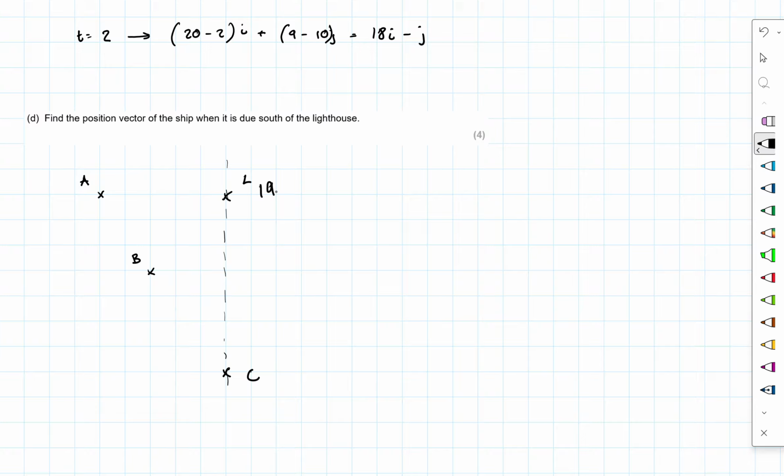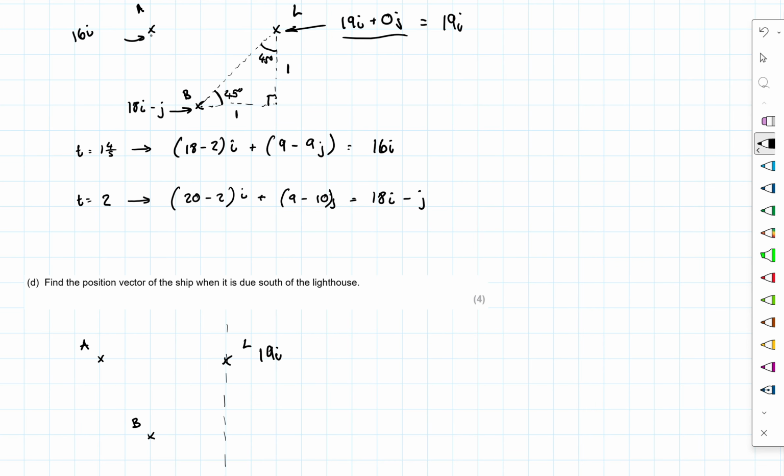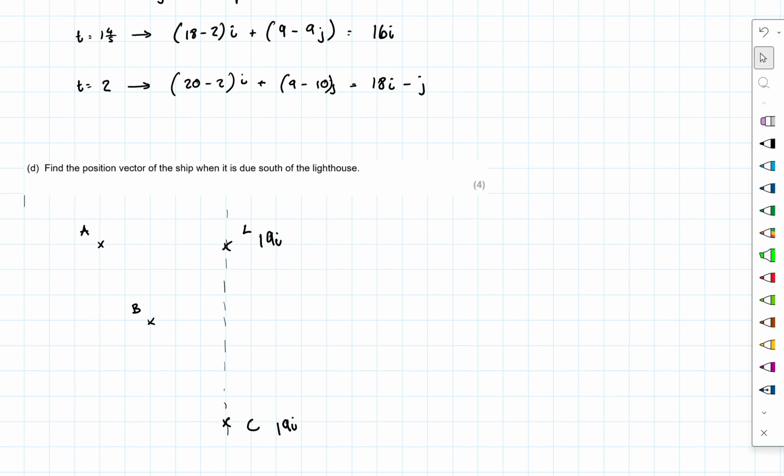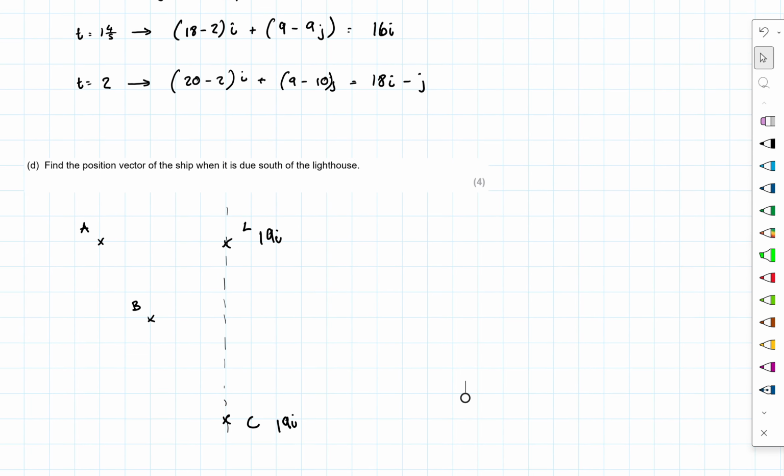We know that this is 19i, of course, and from this diagram, or just from thinking about the situation, you should be able to see what we do know. What we know about C is the I component of the position vector must be 19. It's in line, it's due south of L, and so it must have the same I component, much in a similar way to how we knew that this had a J component of 0 because it was due east. When we're due south, we have the same I component.